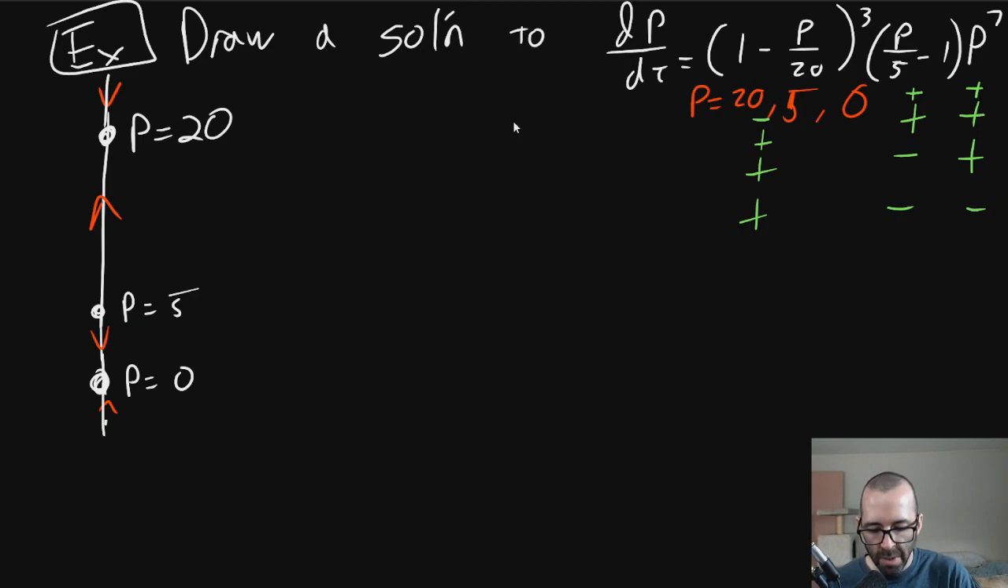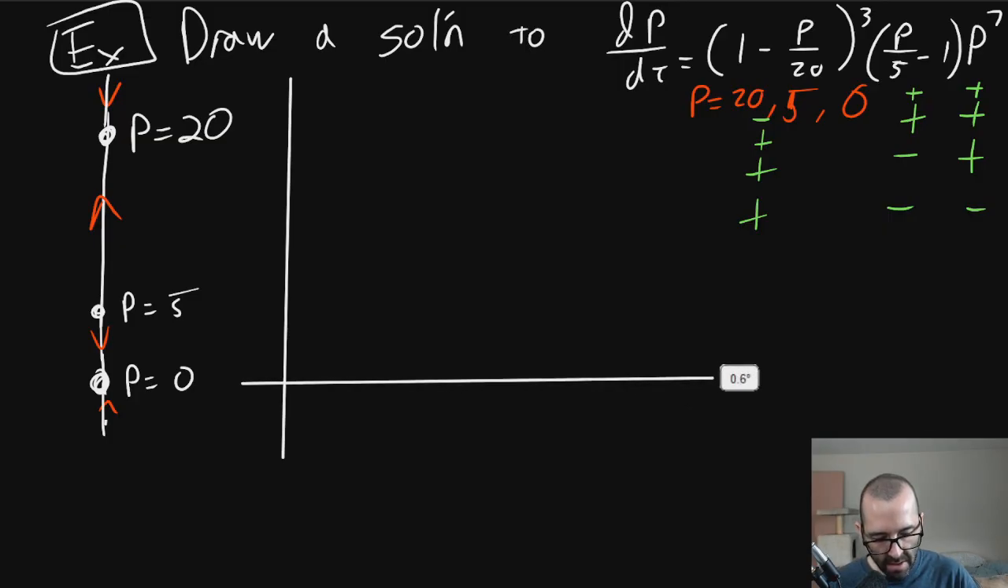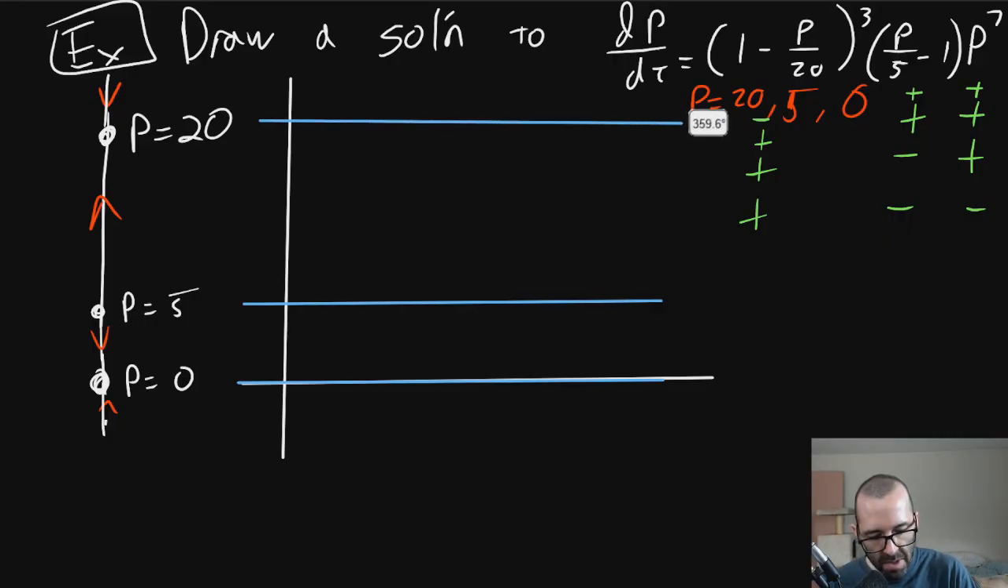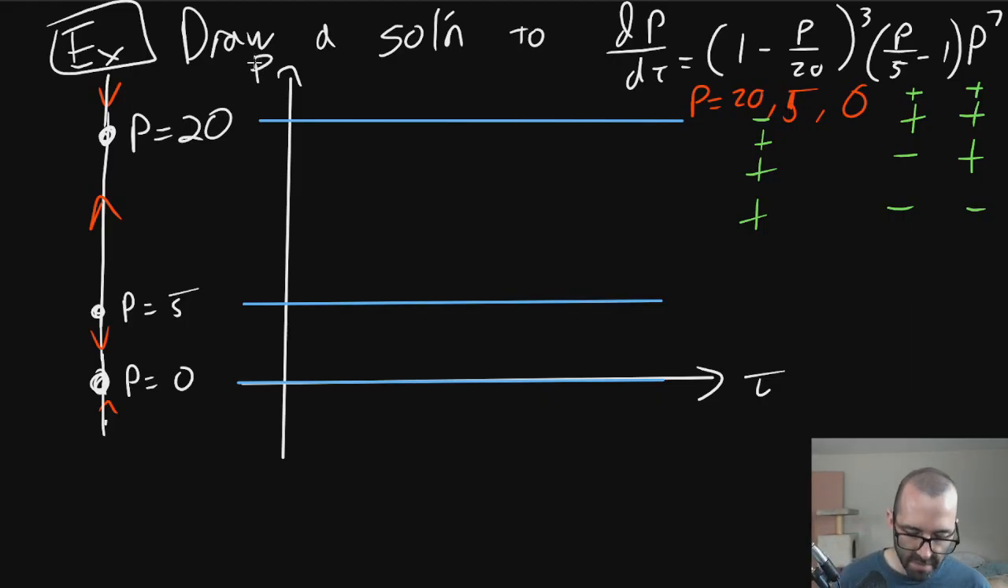Okay, so again, we're going to translate this phase line to a plot. So we'll graph the equilibrium solutions: p equals 0 is an equilibrium solution, p equals 5 is an equilibrium solution, and p equals 20 is an equilibrium solution. We're going to label our axes. All right, this is our independent variable time, dependent variable p, maybe a population.